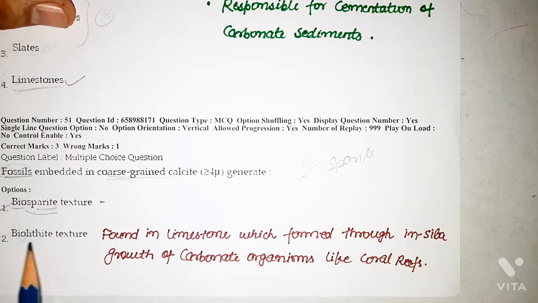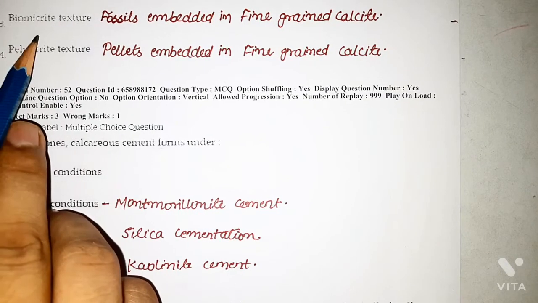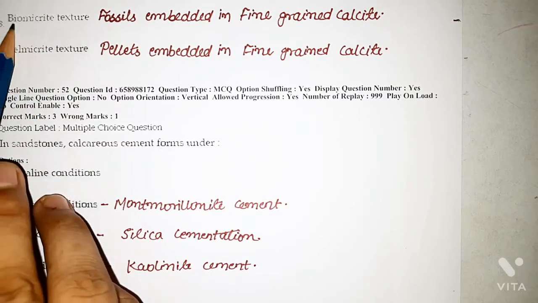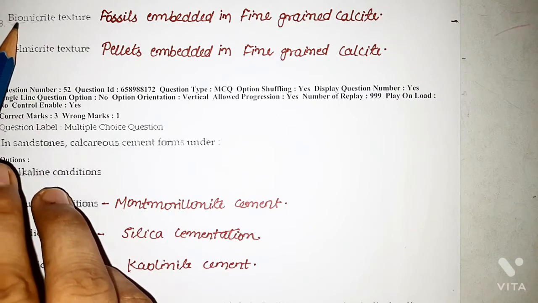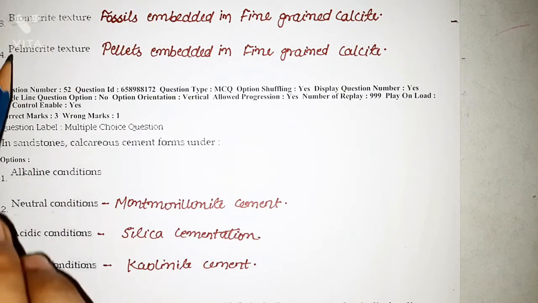Now, biolithite texture is found in limestone formed through in situ growth of carbonate organisms like coral reefs, and this is almost similar to boundstone of Dunham's classification. So this is not the correct answer. Next is biomicrite texture. Biomicrite is also from Folk's limestone classification, in which bio means fossil and micrite means fine grained calcite. This texture is formed when fossils are embedded in fine grained calcite. Next one is pelmicrite texture.